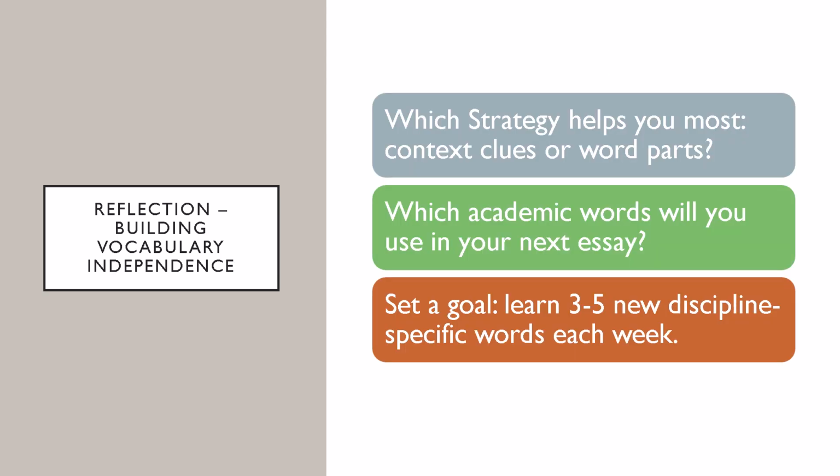And before we close, I want you to reflect on which vocabulary strategy helps you most. Do you rely more on context clues or word parts? Think about which new academic or discipline-specific words you can intentionally use in your next essay. And then finally, I want you to set a small, realistic goal, like learning 5 new subject-specific words each week. Building vocabulary is a lifelong skill, and the more words that you master, the clearer and more persuasive your communication becomes.